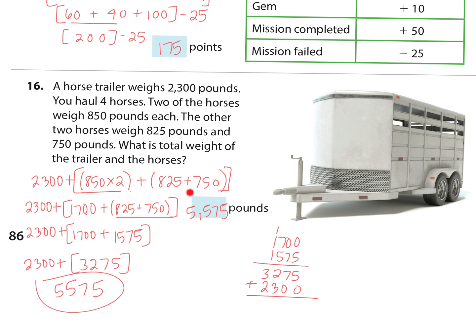And then I just combined the weights of the other 2 horses together and lumped them together. So I figured out the weight of the 2 horses that weigh the same, which is 1,700 pounds. Then I added the weight of the other 2 horses, which is 1,575. Added the weight of all 4 horses together, which is 3,275, plus the weight of the trailer is 5,575 pounds.